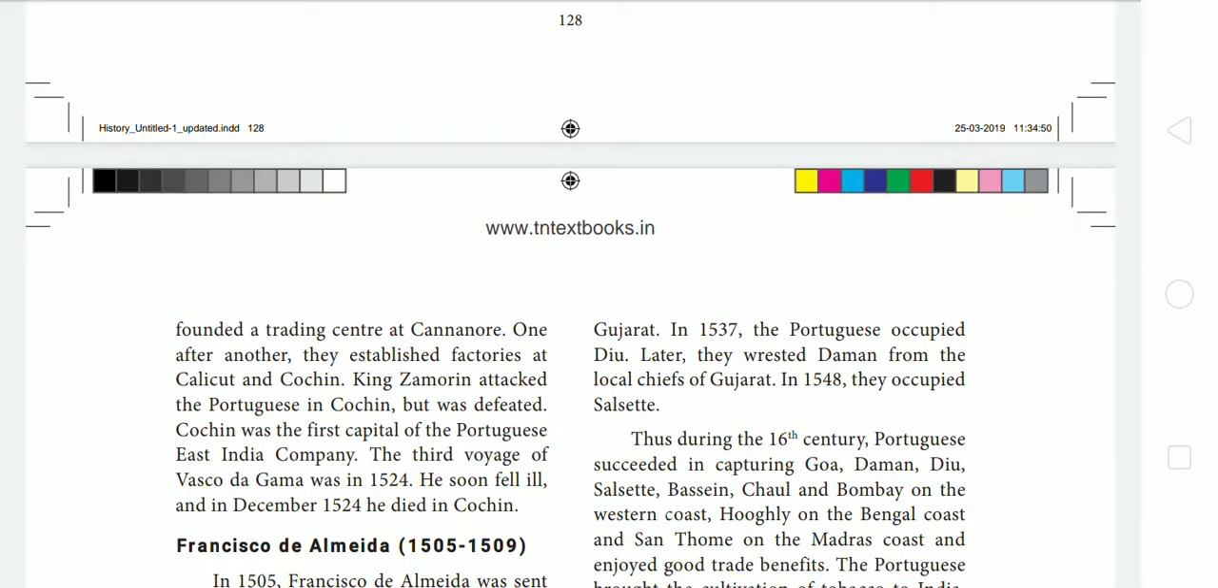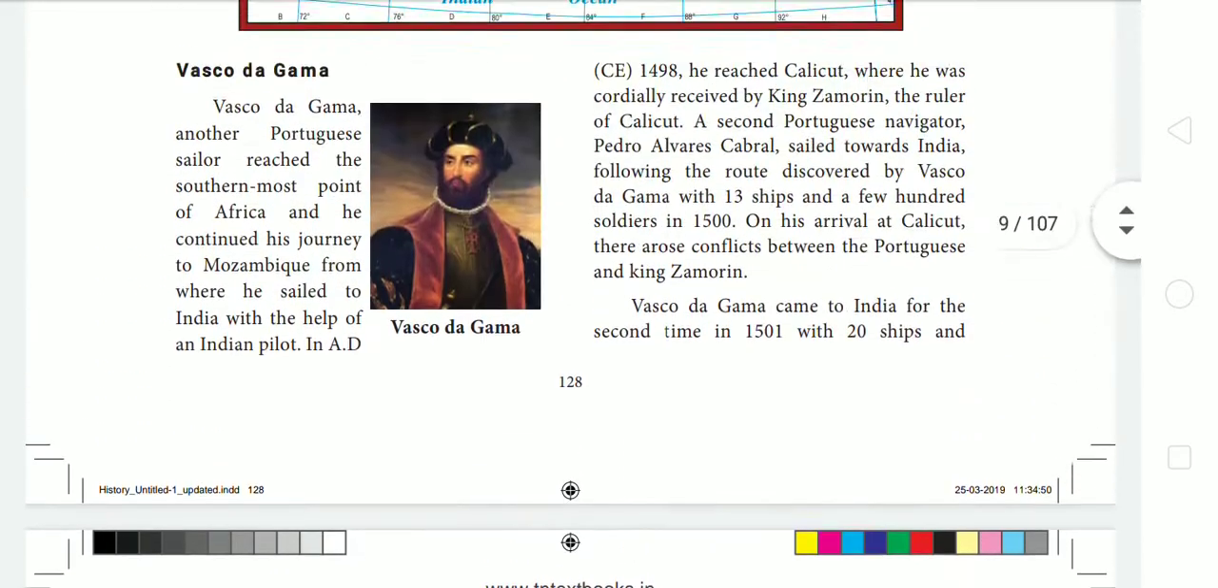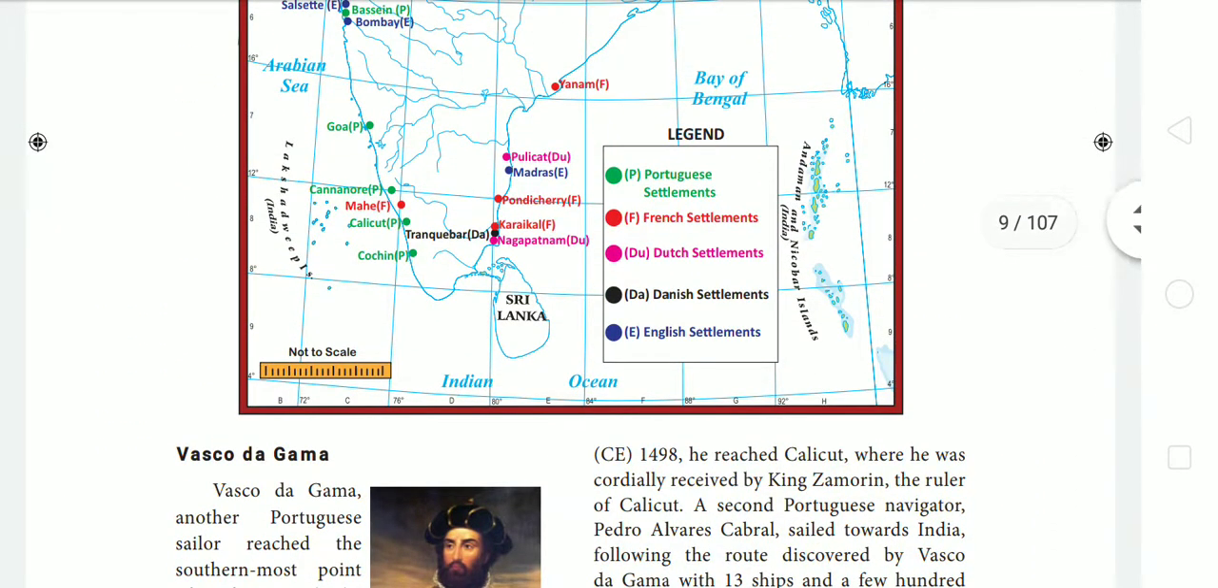One after another, they established their factories at Calicut and Cochin. So you can see Calicut, Cochin and Kannanur. These are the Portuguese settlements in India. First they set up their trading posts in Kannanur, Calicut and Cochin.